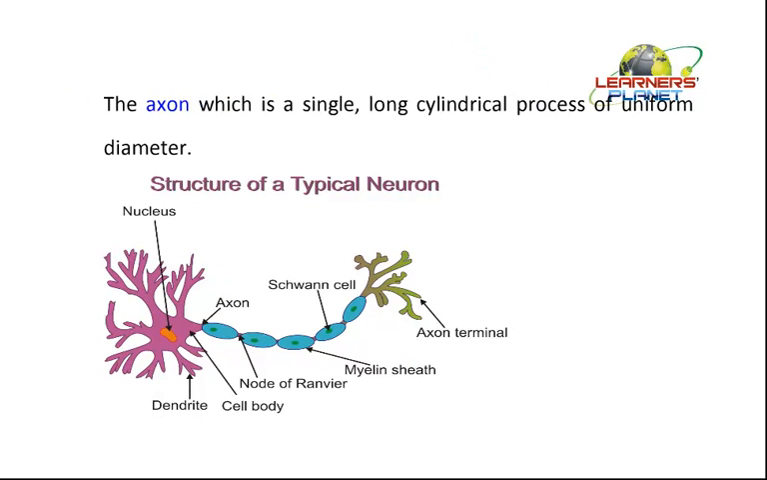Next part is the axon. So these axons are a single long cylindrical process of uniform diameter, of course. Now it is a long projection which is in association with the membrane of the cyton. They begin from the membrane and then they form a long tail-like structure. In the end they get branched. That means they form certain fibers here, and the endings of these particular structures are known as axon terminals.